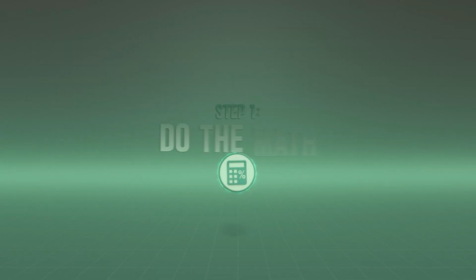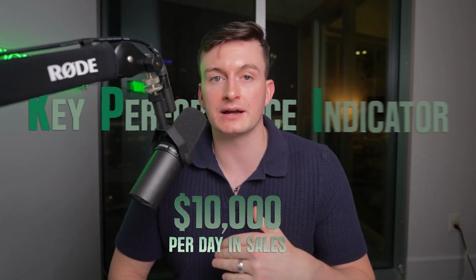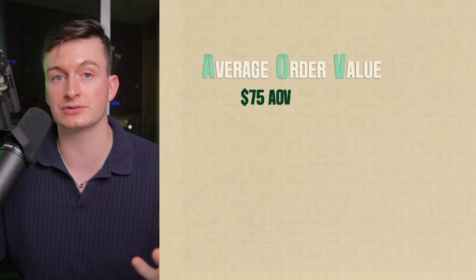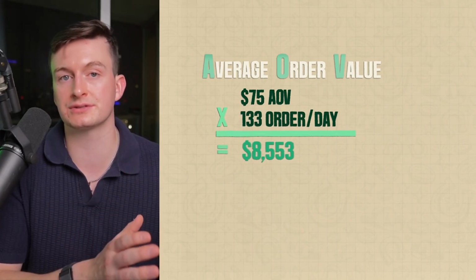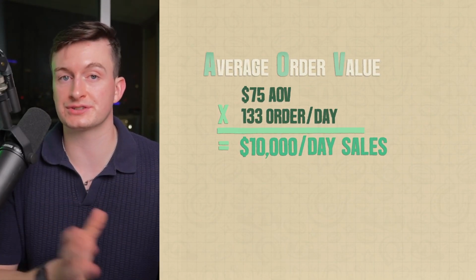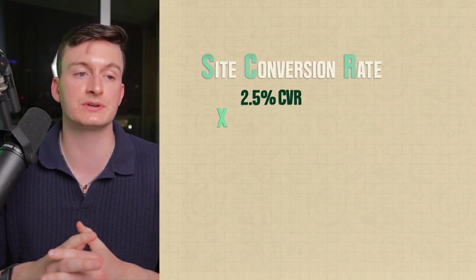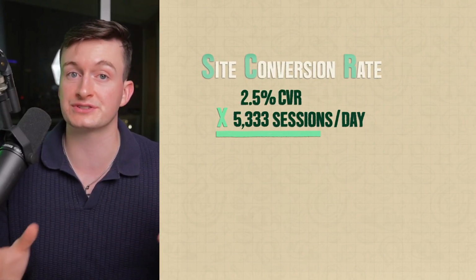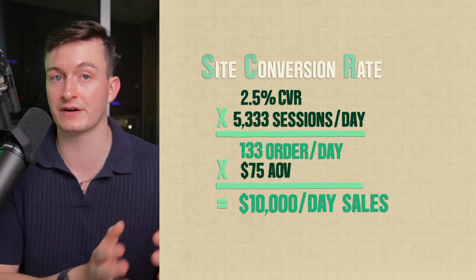So step number one is that we need to do the math. If we want to do $10,000 a day in sales, we need to work backwards knowing all of our KPIs. First we need to understand what our average order value is currently. Let's say it's $75. That means we need over 133 orders a day to reach $10,000 a day in sales. Next, we need to understand your site conversion rate. Let's say your site is currently converting at 2.5%. That means we need 5,333 sessions to get $10,000 a day in sales with that same $75 AOV.